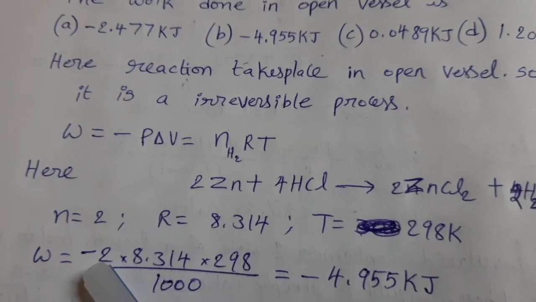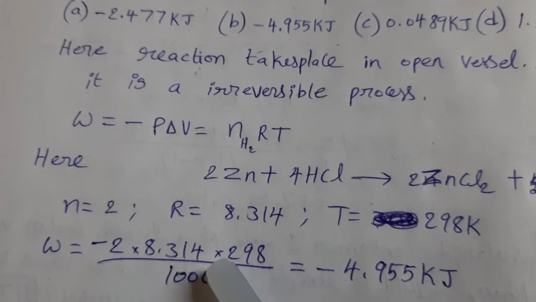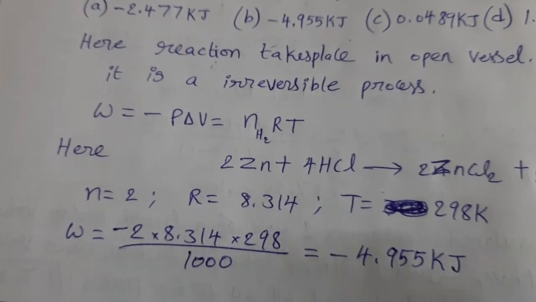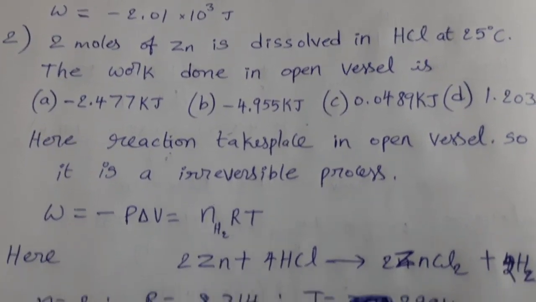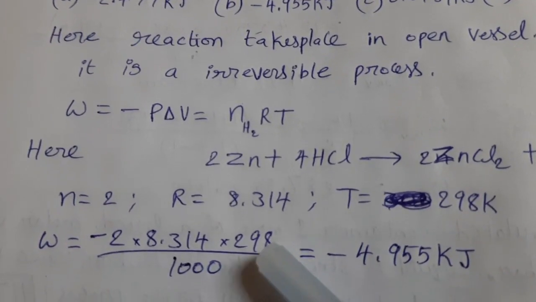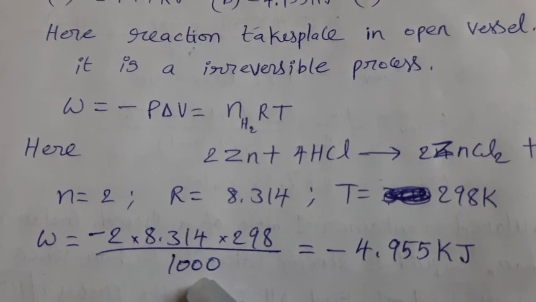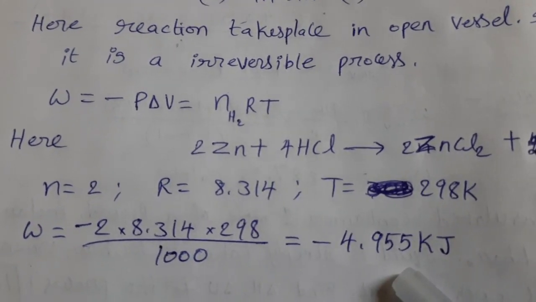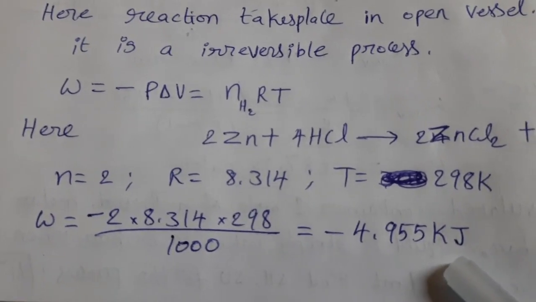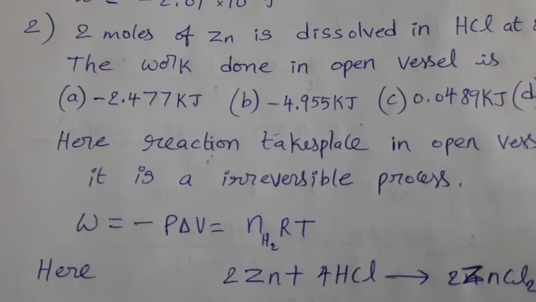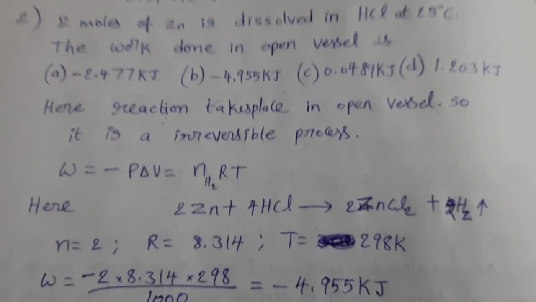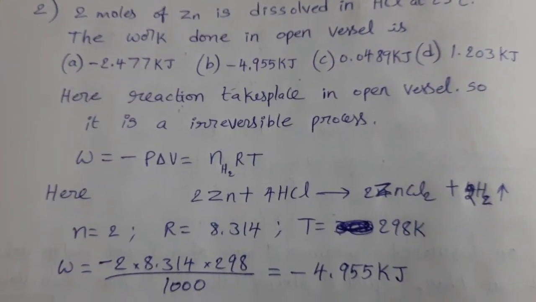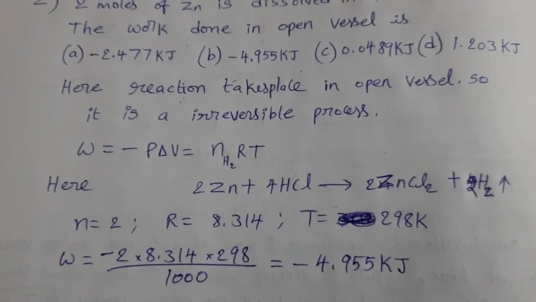So substitute the value: minus 2 into 8.314 into 298 divided by 1000, because in the options they gave kilojoule. So we have to take R value in kilojoule. That's why we are dividing with 1000. So finally we can get minus 4.955 kilojoule. What is the option? Option B is the answer. Very simple question this one, but you have to understand open vessel work done means reaction process is irreversible. Okay. Next.